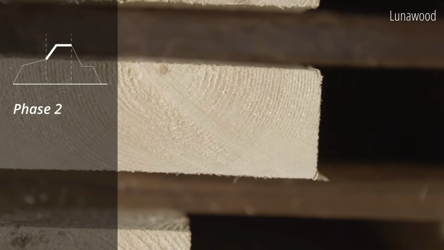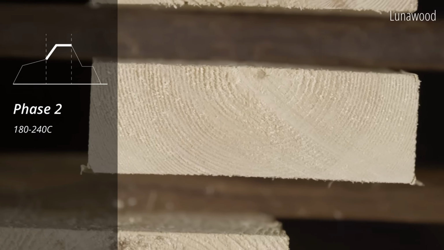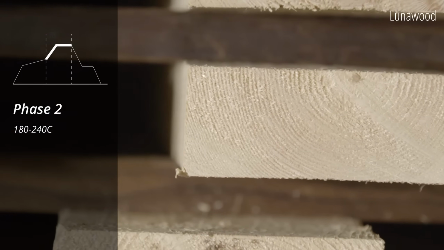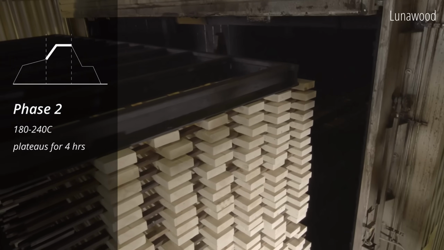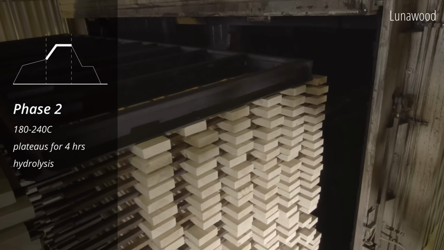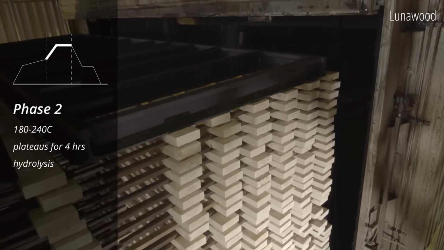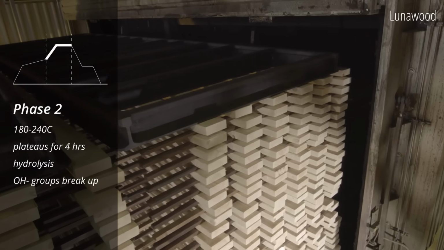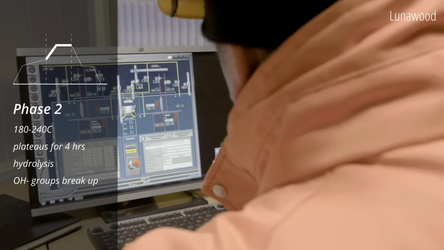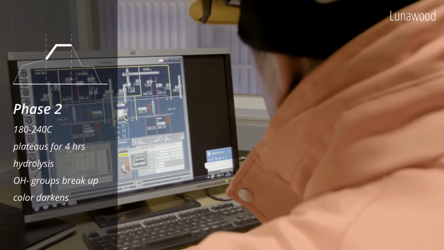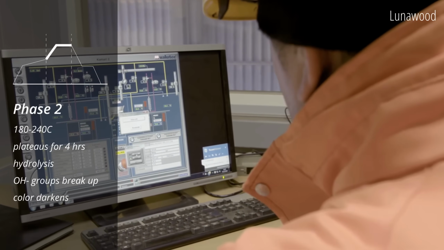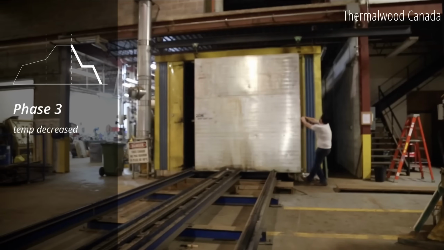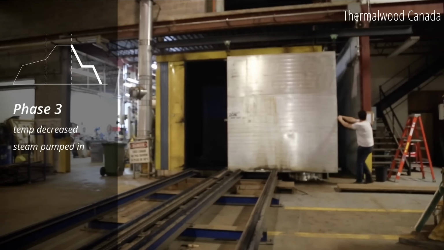In phase 2, the temperature of the kiln is rapidly increased to 180 to 240 degrees Celsius and plateaus for 4 hours. This high heat and lack of oxygen causes hydrolysis. This is the breaking up of hydroxyl groups in the hemicellulose of the wood. The planks start to darken as the wood cell components degrade. In phase 3, the temperature inside the kiln is decreased and steam is pumped in.